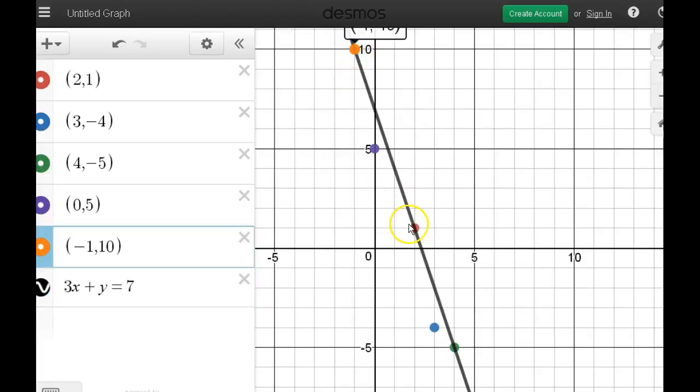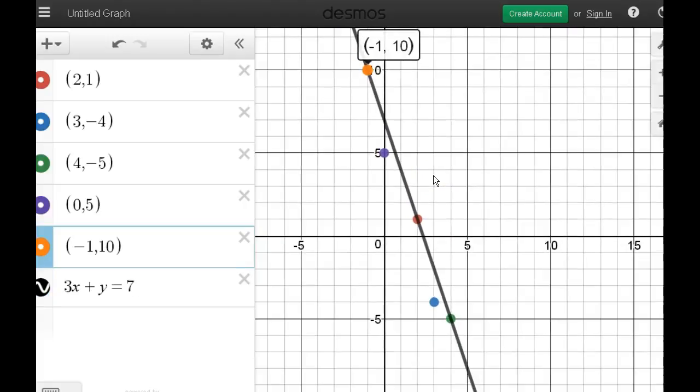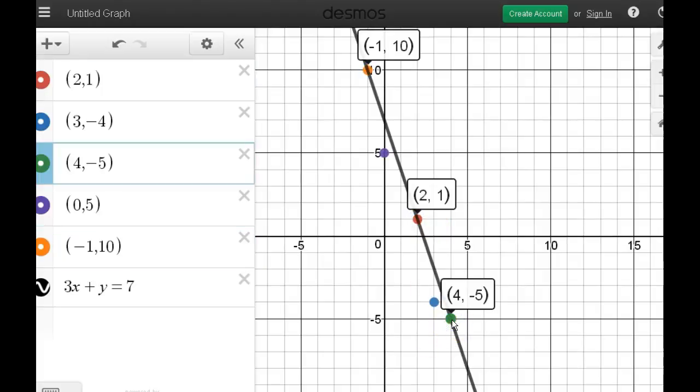Okay. And what do you notice about the answers that were yes? Yeah, they all line up on the line. So that's what it means for it to be a solution on a graph. If it's on the line, then it's a solution.